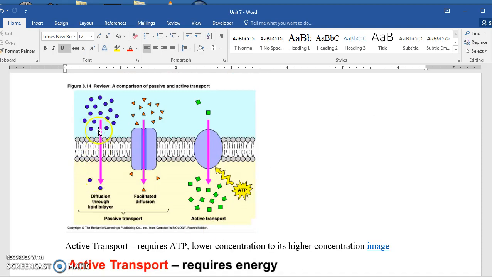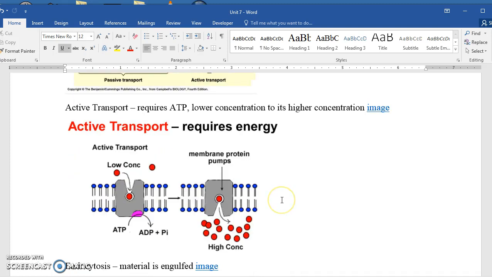So just simple diffusion, going right across the phospholipid bilayer. Facilitated diffusion, there's a protein that's helping the molecule move across. And again, it's still going from high concentration to low concentration, so it's a downhill process. No energy is involved. Another type of movement across the membrane requires energy, and in general, anytime that happens, it's called active transport. And it requires energy because the particle that's being moved is going from a low concentration to a high concentration, and that's an uphill process. Therefore, energy is required, and that energy is ATP.